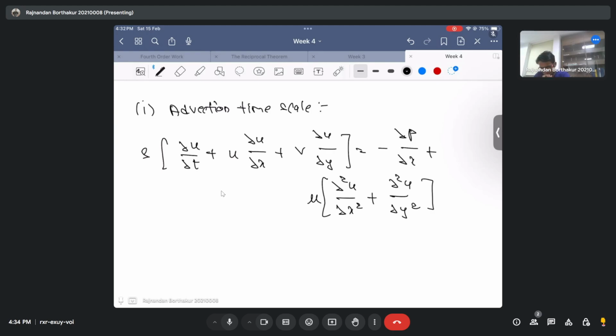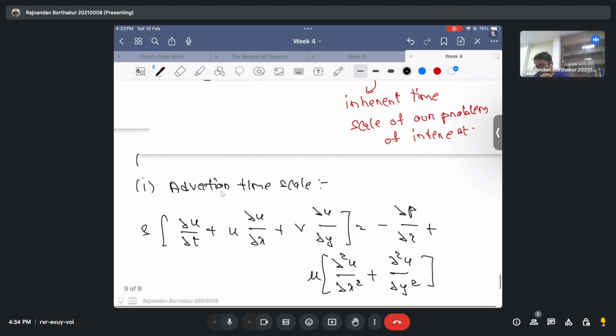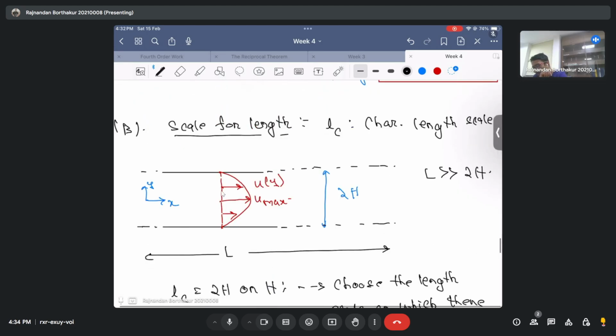Now we are doing this because we don't know an inherent time scale for this problem. If there is a problem where I say that I'm oscillating this fluid back and forth with some frequency, let's say omega, then the inherent time scale would be omega inverse. But in this problem, there is no such thing happening. There is just a pressure gradient and a flow that is taking place. So we don't know the time scale of the problem.